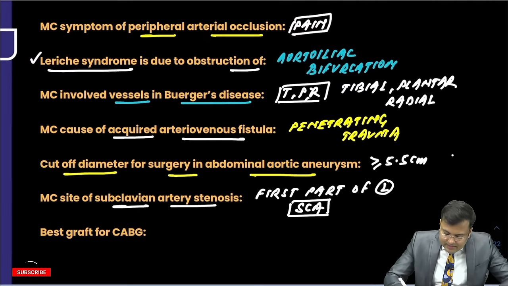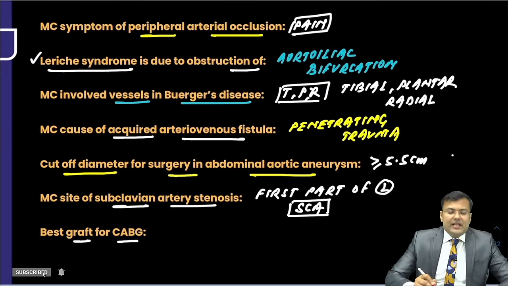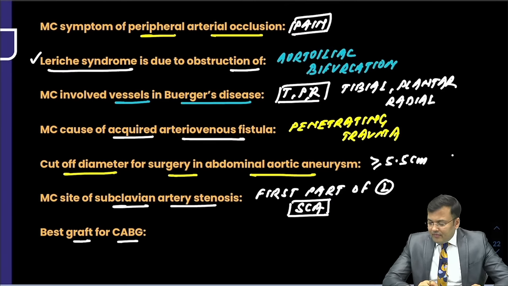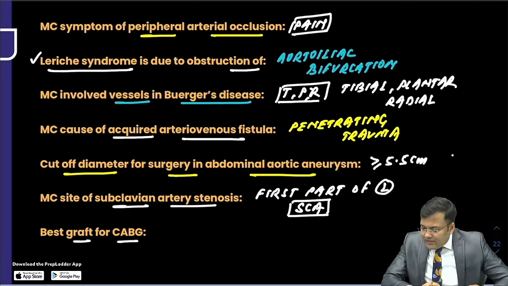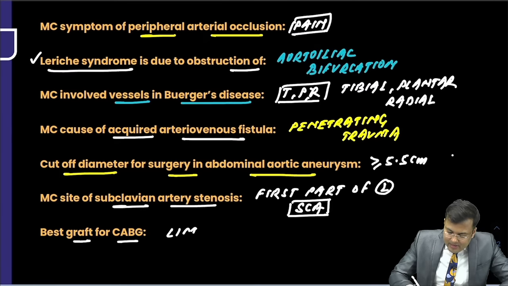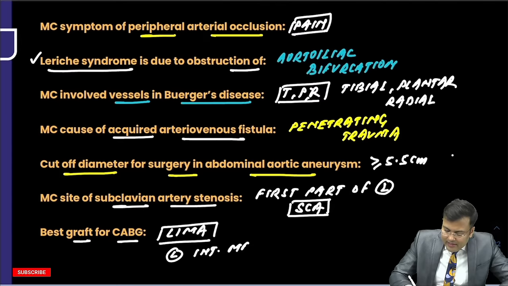Next, what is the best graft for CABG, coronary artery bypass grafting? Not saphenous vein. LIMA, very good. This is left internal mammary artery. Somebody is asking me to write the full form. Okay, left internal mammary artery. Very good, guys.